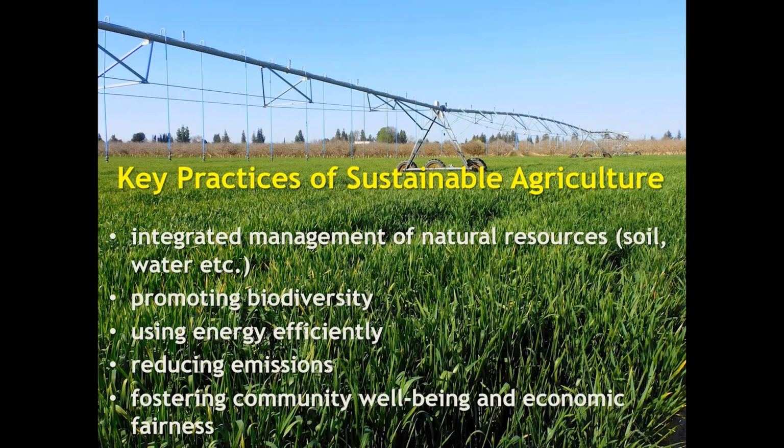Now, I tried to summarize some of the key practices of sustainable agriculture, and these include integrated management of natural resources, soil, water, etc., promoting biodiversity, using energy efficiently, reductions in emissions, and fostering community well-being and economic fairness. So these are some of the key practices that I summarized from the definition and the text on sustainable agriculture.